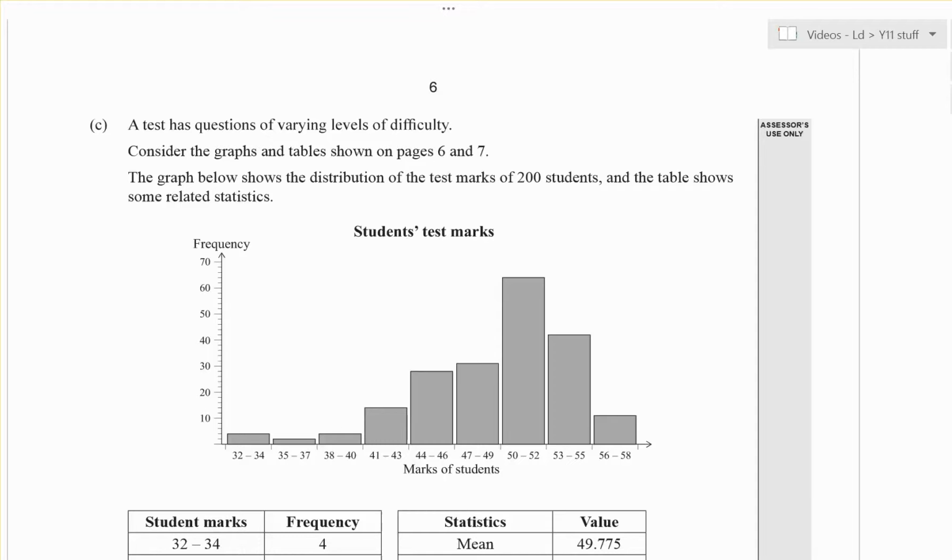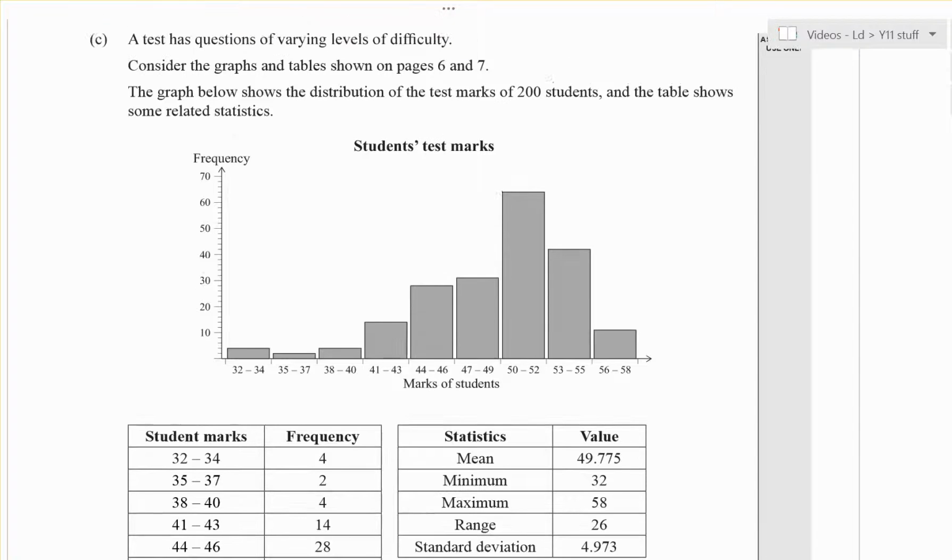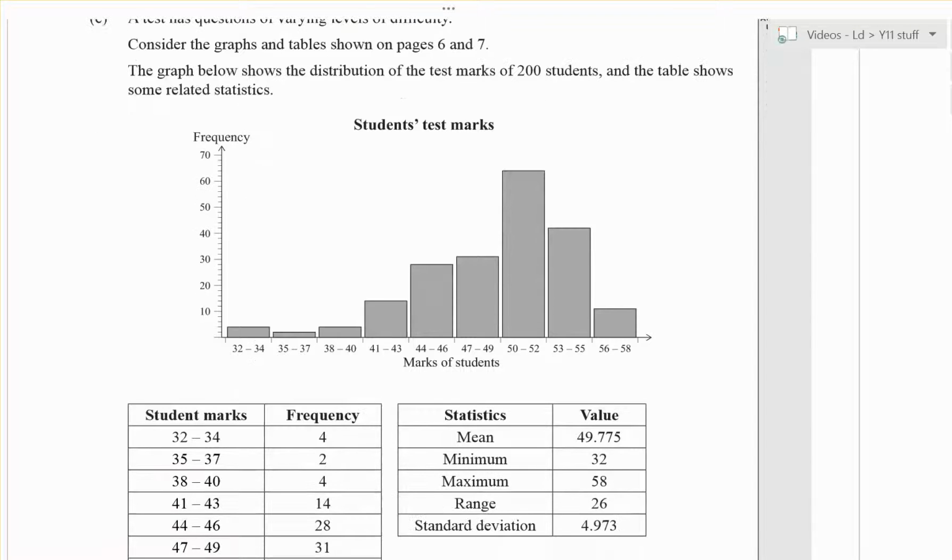Right. Test has questions of varying levels of difficulty. Consider the graphs and tables shown on pages 6 and 7. We might just pause here and continue this question with another video.